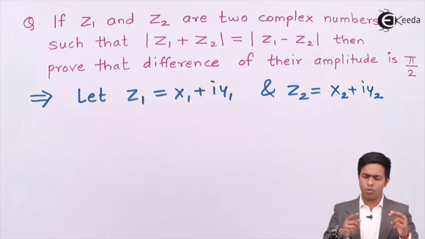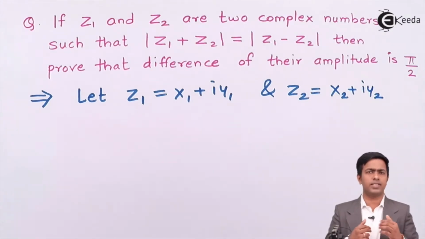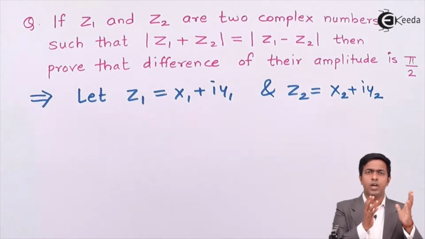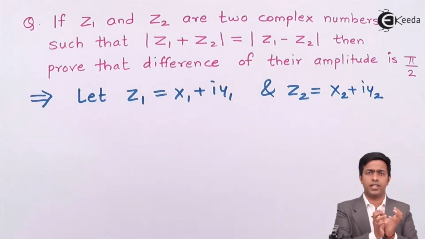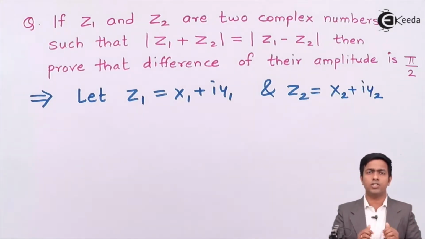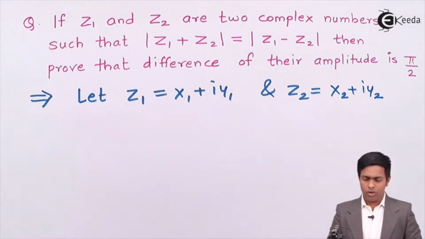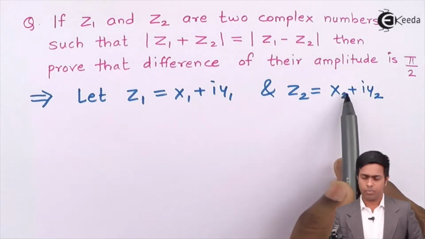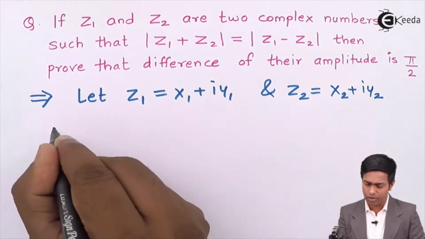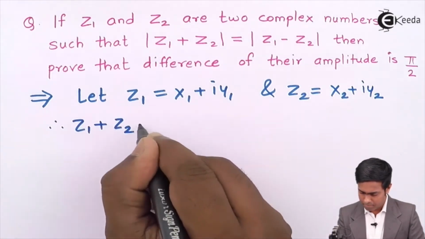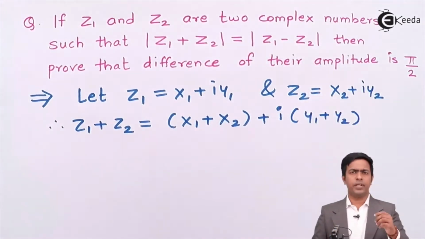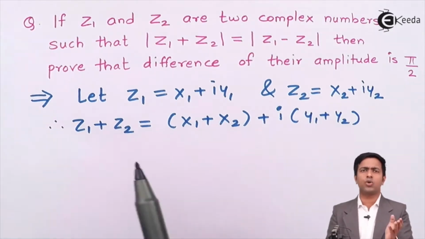So the given condition is mod of z1 plus z2 equal to mod of z1 minus z2. Now guys, what is mod of z1 plus z2? To find it, we have to first find the value of z1 plus z2 and then find the modulus of that complex number. We have learned the algebra of complex numbers, so we can easily say that z1 plus z2 is x1 plus x2 plus i times y1 plus y2. It means the addition of two complex numbers is also a complex number.